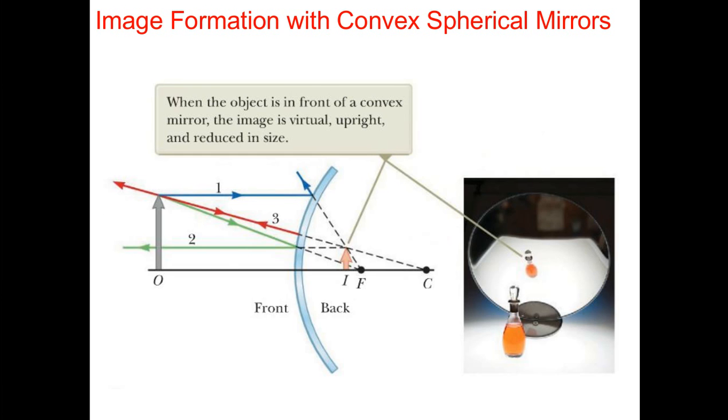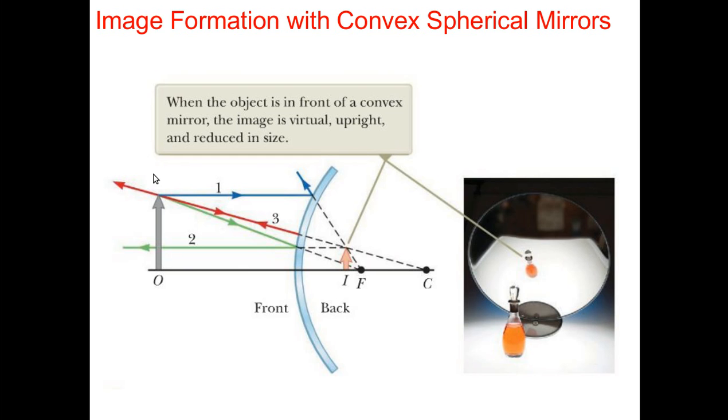So our first case for a convex spherical mirror, the object is farther away than the focal point. If you notice from this diagram, here's the focal length, so I guess another focal point would be right here or something.